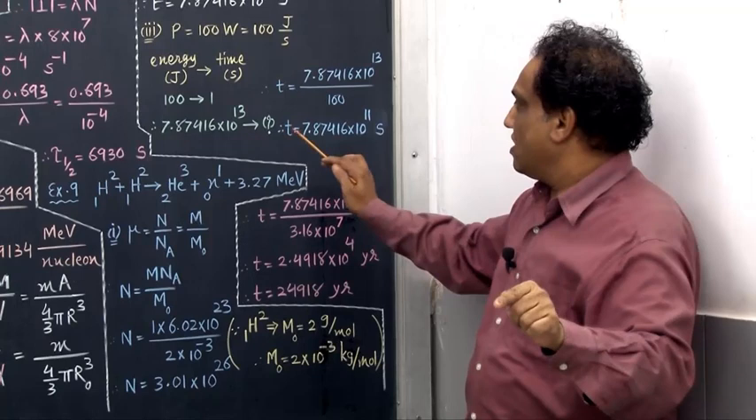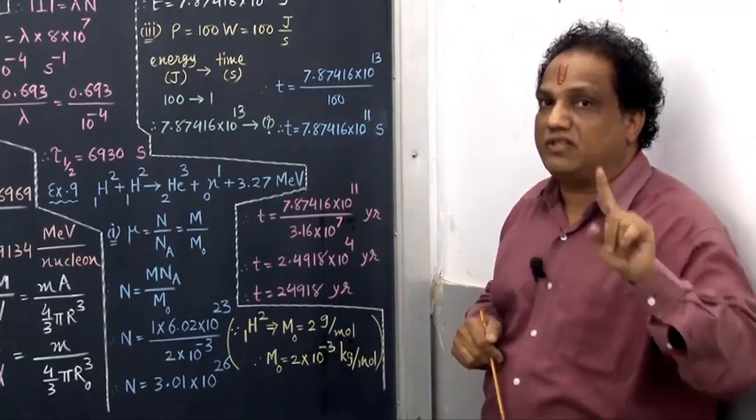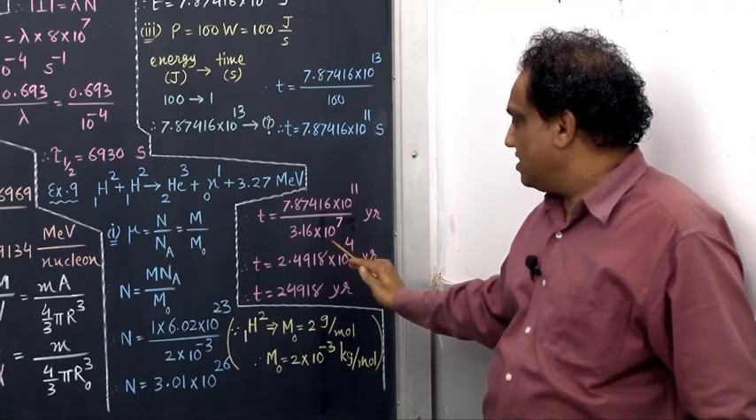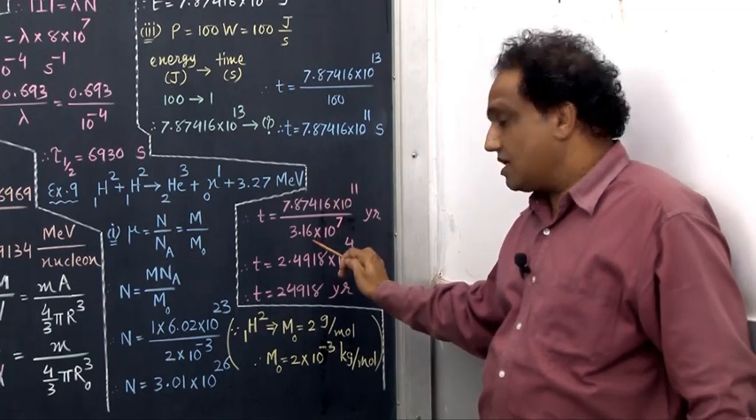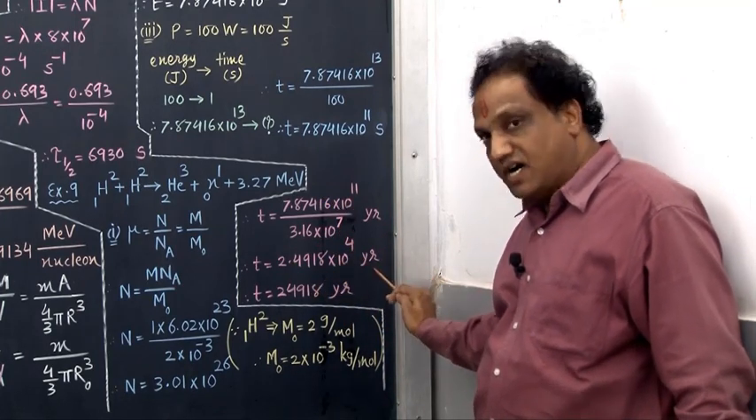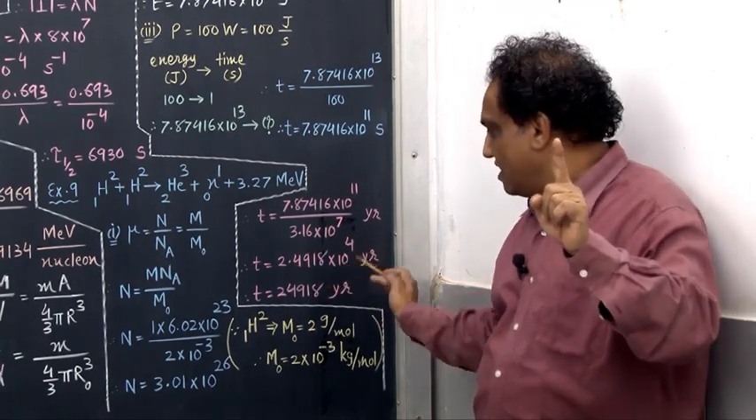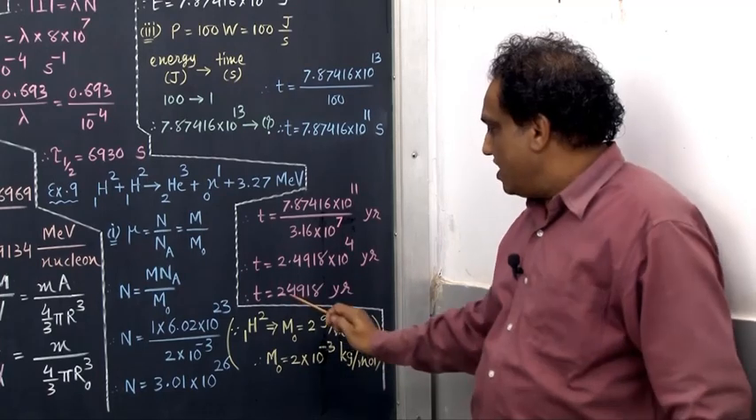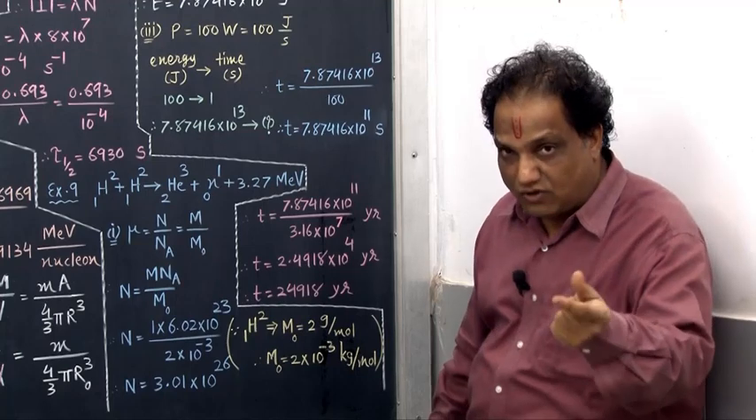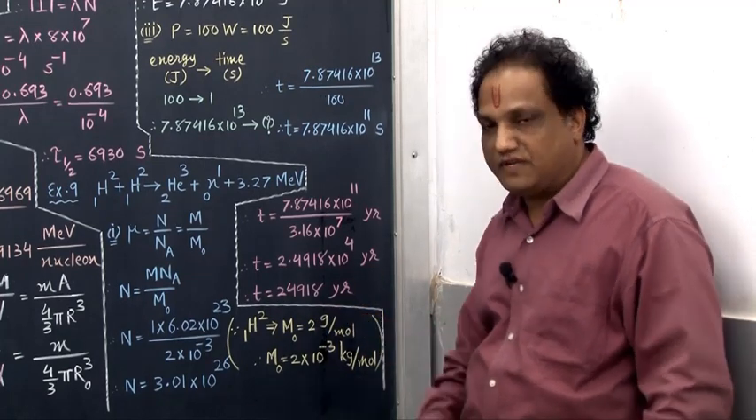But right now we require to convert value of time from second to year. Second to year, then you should divide by 3.16 into 10 raised to 7. This upon this comes out to be 2.4918 into 10 raised to 4, this many year. 10 raised to 4 means what? 10,000. And if you multiply this value by 10,000, answer is 24,918 this many year. Okay, fine.